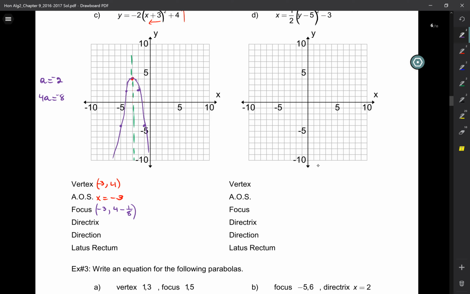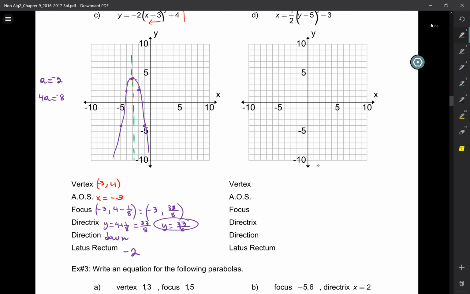Okay? So where is that? That's negative 3, comma, 33 over 8. The directrix will be y equals 4 plus 1 over 8. Did I do that right? This is 31 over 8. So this is 33 over 8. The direction is down, and this is just negative 2.